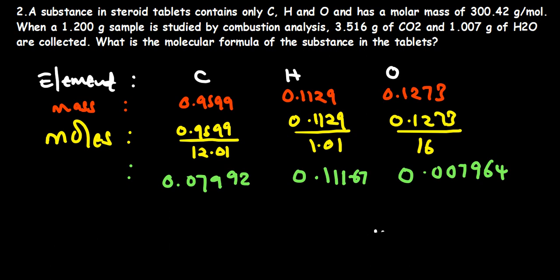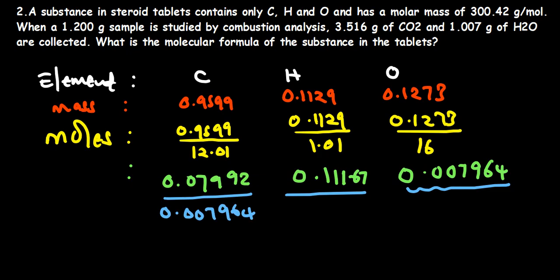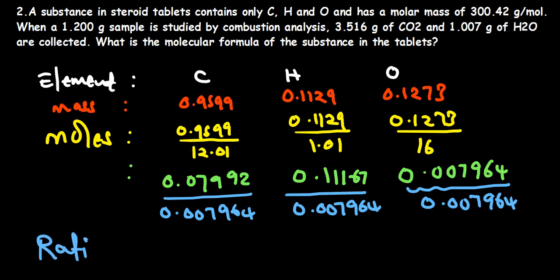So how do you find the ratios? Remember, we just divide all these moles by the smallest number of these three moles here. So the smallest number is this, and we are going to divide all of them by that number. So we're going to say 0.007964. Even this one, 0.007964, the same. So whatever we're going to find here will be our ratios in the empirical formula.